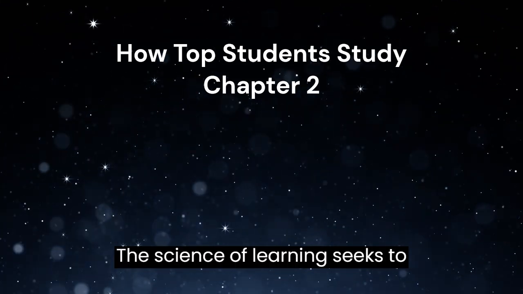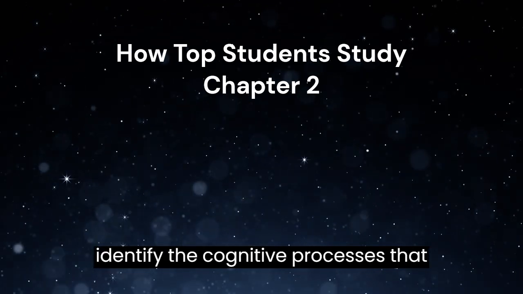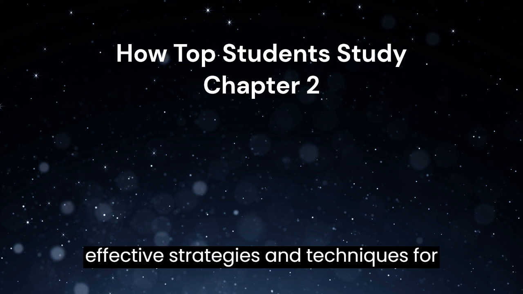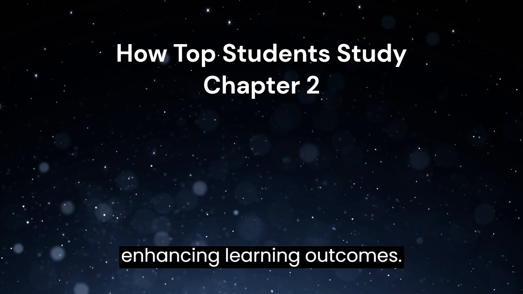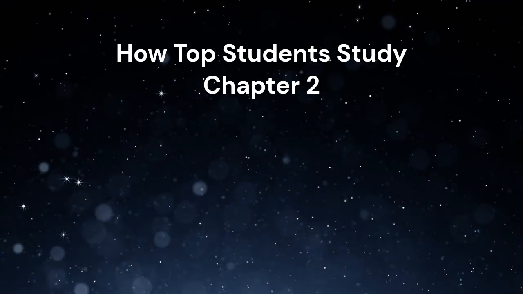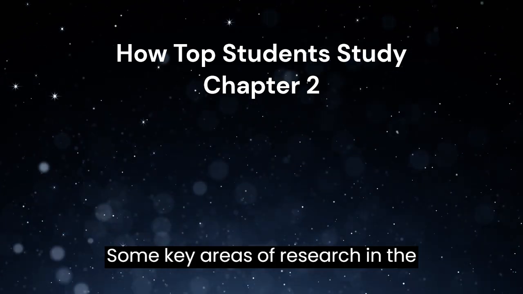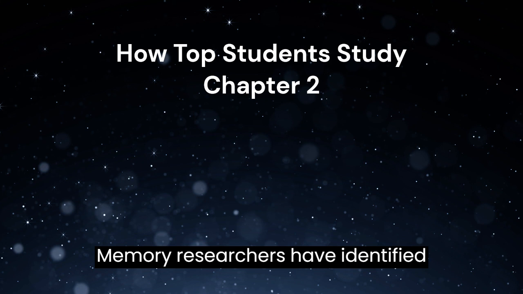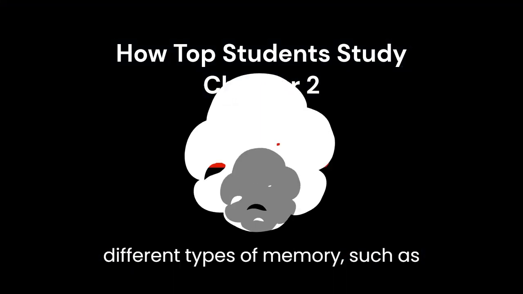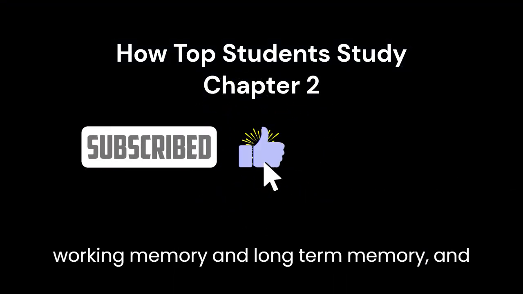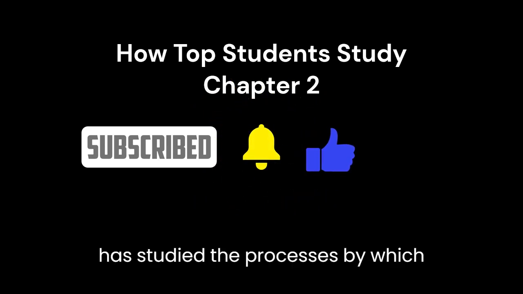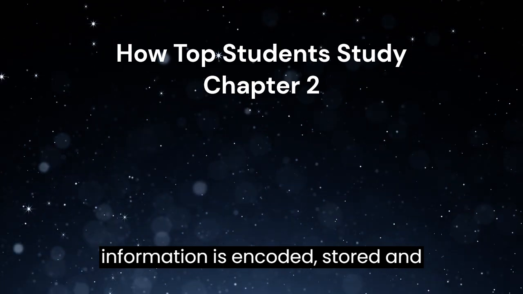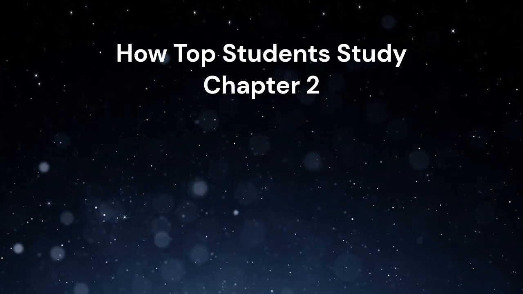The science of learning seeks to identify the cognitive processes that underlie learning and to develop effective strategies and techniques for enhancing learning outcomes. Some key areas of research in the science of learning include memory. Researchers have identified different types of memory, such as working memory and long-term memory, and have studied the processes by which information is encoded, stored, and retrieved from memory.